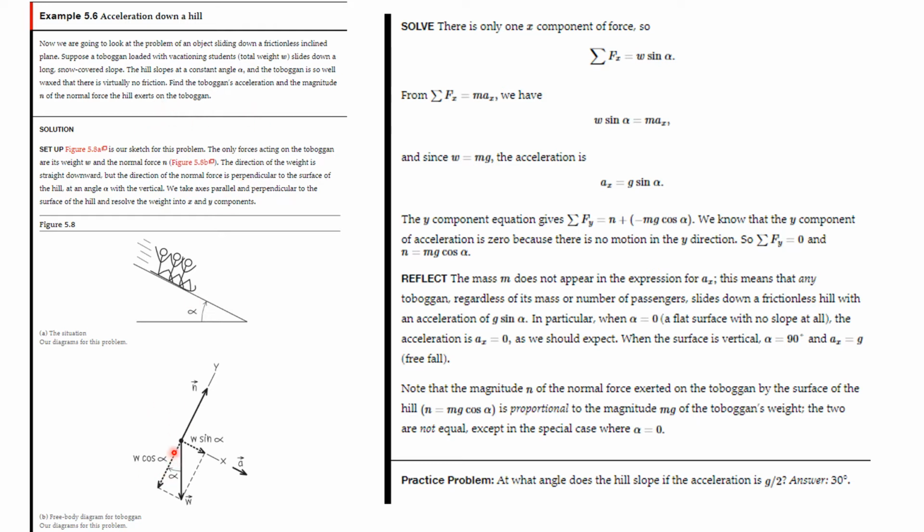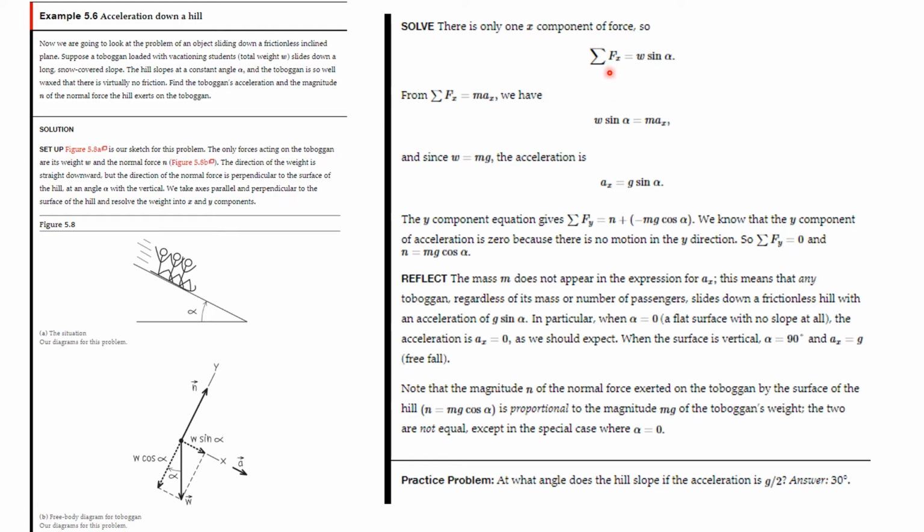Well, we draw our picture like this. This is the hill, and the weight of the toboggan, which we called W, is going straight down, but that can be resolved into perpendicular components. One is going down the inclined plane, and the other is normal to the inclined plane. Okay, so now what we're going to do is, there's only one x component of the force.